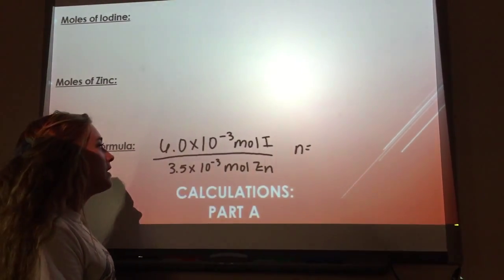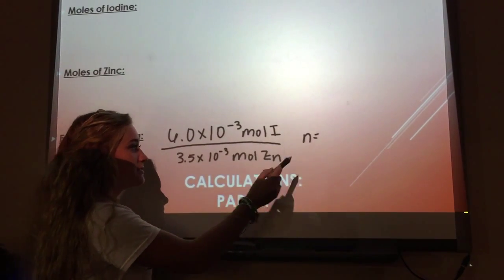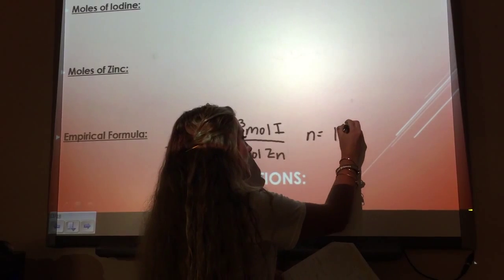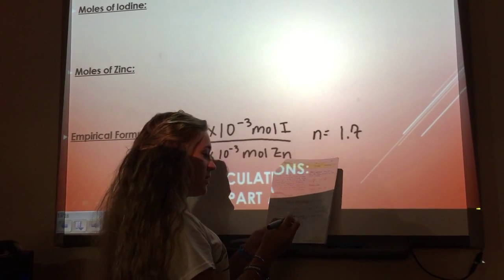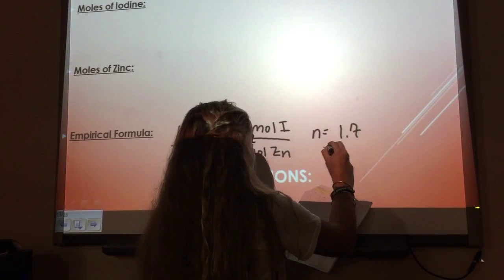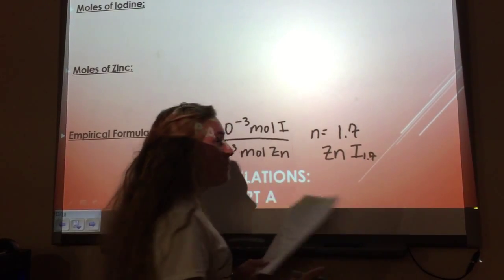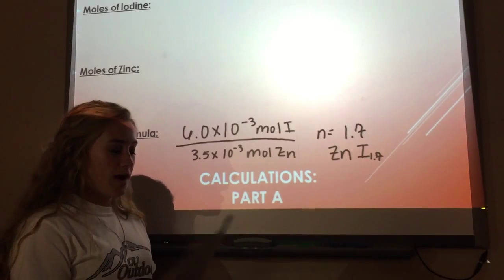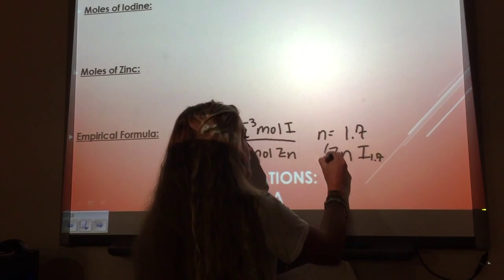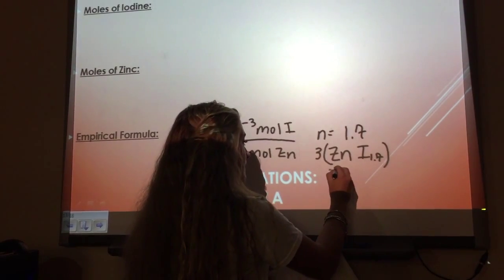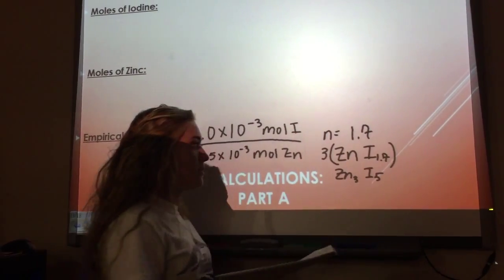For the empirical formula, you take the moles of iodine and divide it by the moles of zinc. Whenever you get this number, which is equal to 1.7, that tells you the amount of atoms you have in the iodine. So to write your empirical formula, you know that it's zinc, iodine 1.7, but you can't have a decimal for atoms for iodine, so you have to multiply until you get the normal whole number ratios for each number. We found out that if you multiply this by 3, it gives you Zn3 and I5, making them both whole numbers able to be used for our empirical formula.